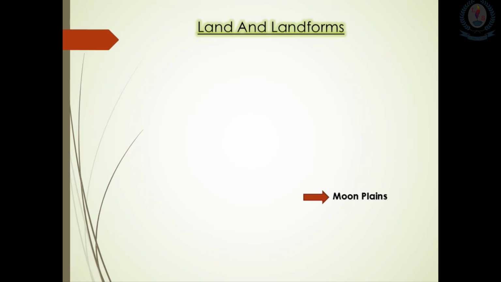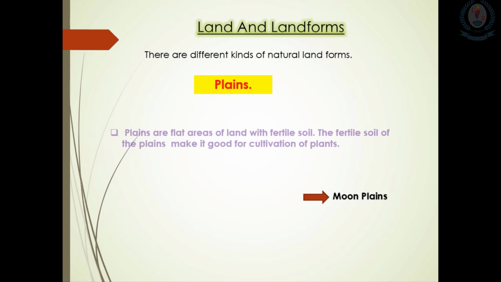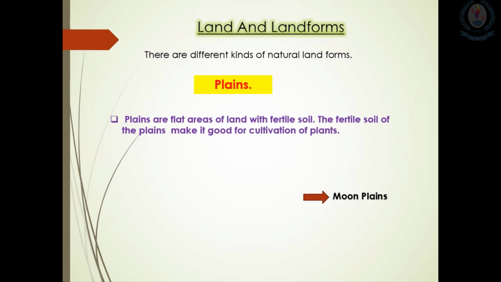And now turn to page number 94. The topic is land and landforms. Children, there are different kinds of natural landforms. First landform is plains. Let's see what are plains. Plains are flat areas of land with fertile soil. The fertile soil of the plains makes it good for cultivation of plants.